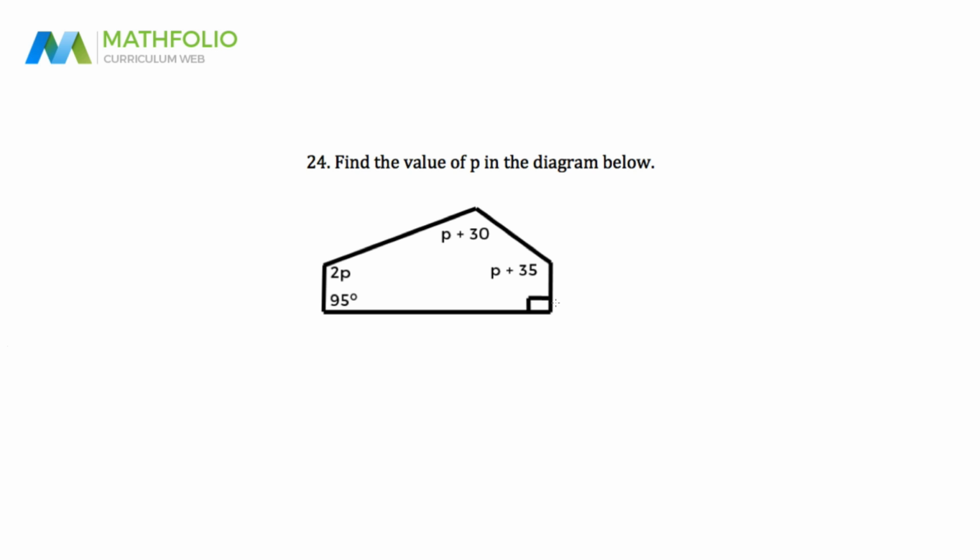For 24, we got a polygon. In this case, it is a pentagon, 5 sides, 5 angles. However, not all the angles are the same, so it's definitely not regular.